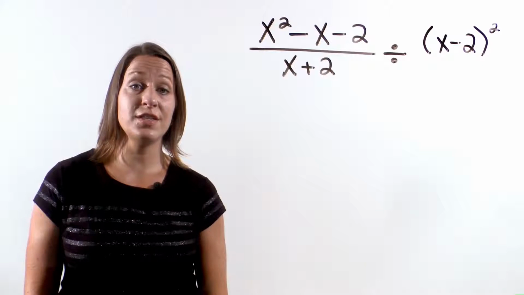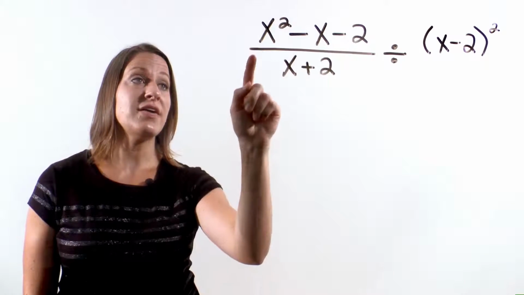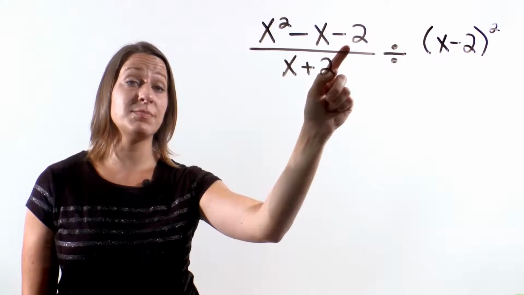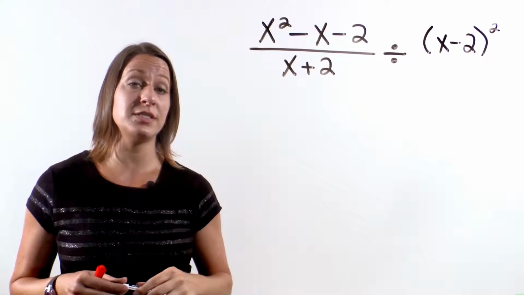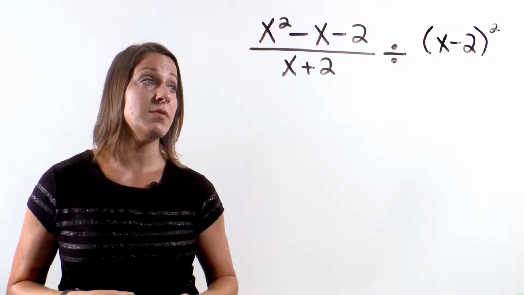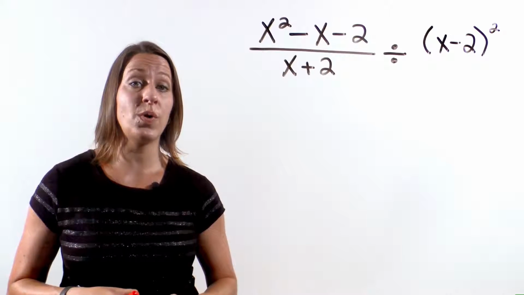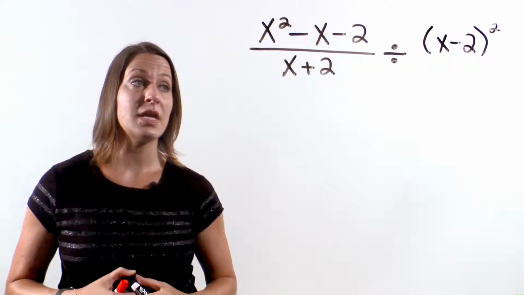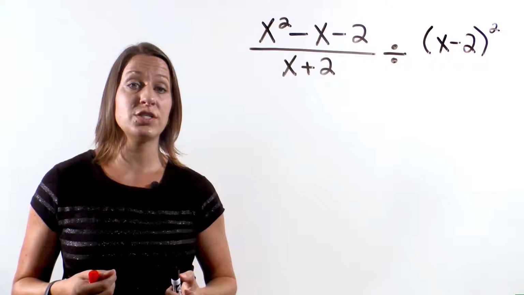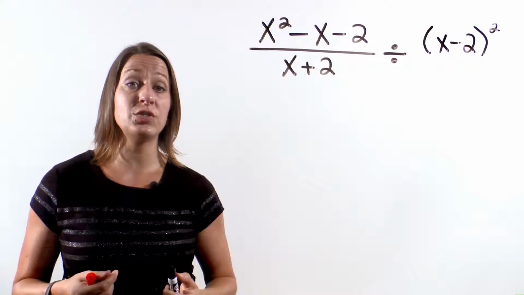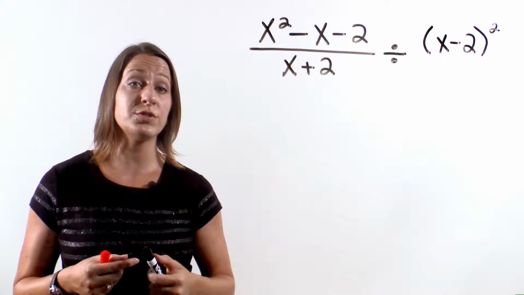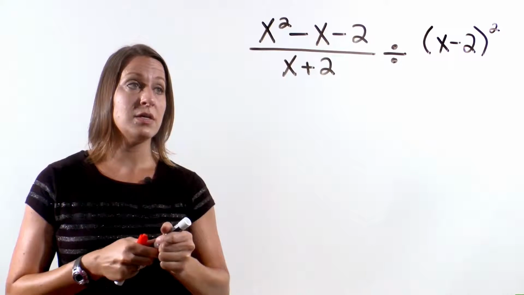Okay, let's look at another example. We have (x squared minus x minus 2) over (x plus 2) divided by (x minus 2) quantity squared. Now, instead of dividing rational expressions, the easiest thing to do is to convert each of them to a multiplication problem. So here's what we're going to do.